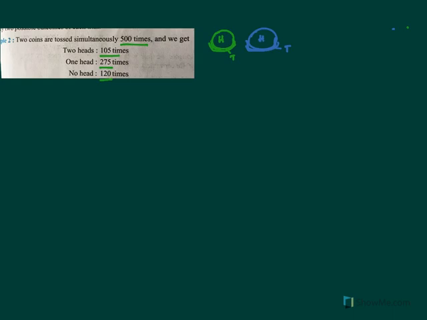So we have three events. One event is of two heads. That's the first one. So we need to find the probability of that. The second event is of one head. The third event is of no heads. We need to find the probability in each case. So let us start with two heads.